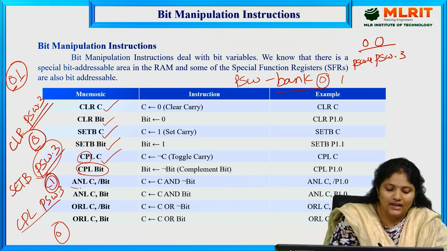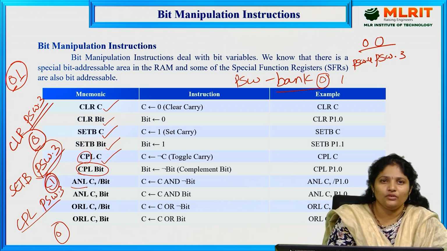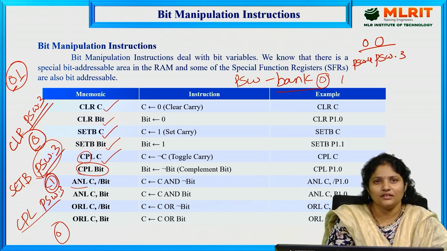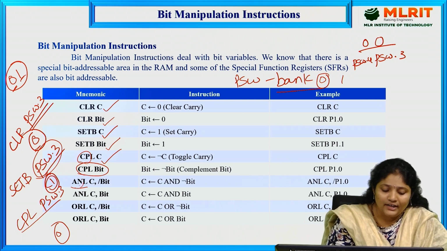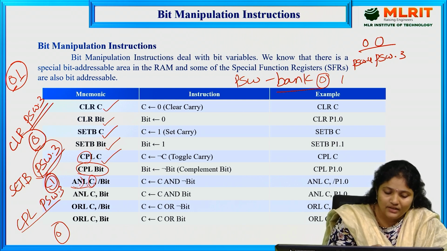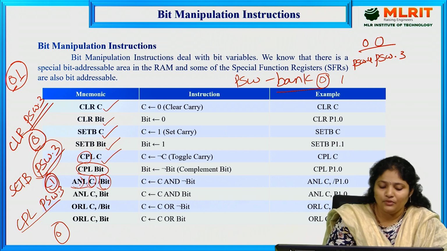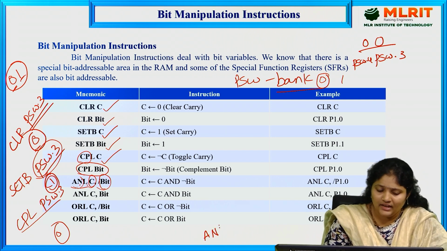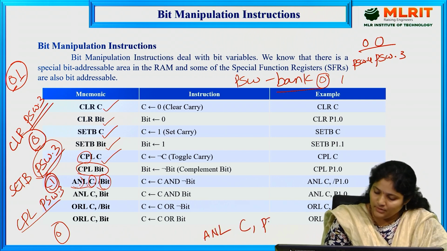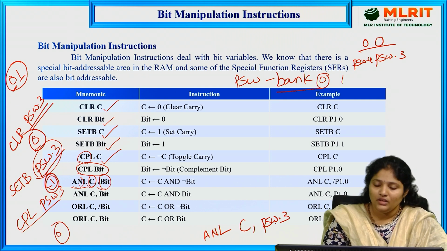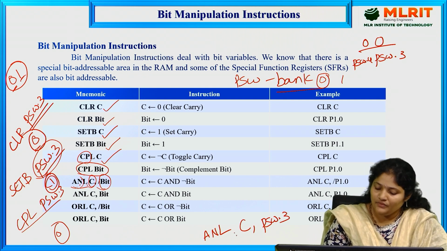See here, the ANL operation. As you already know, in a previous video I have already discussed the logical operations of the 8051 microcontroller. In that one I explained the AND operation, OR operation, rotate operations, shift operations, everything. Here it will perform an AND operation between the carry bit and the bit you have mentioned. Suppose I write the operation as ANL C, PSW.3.